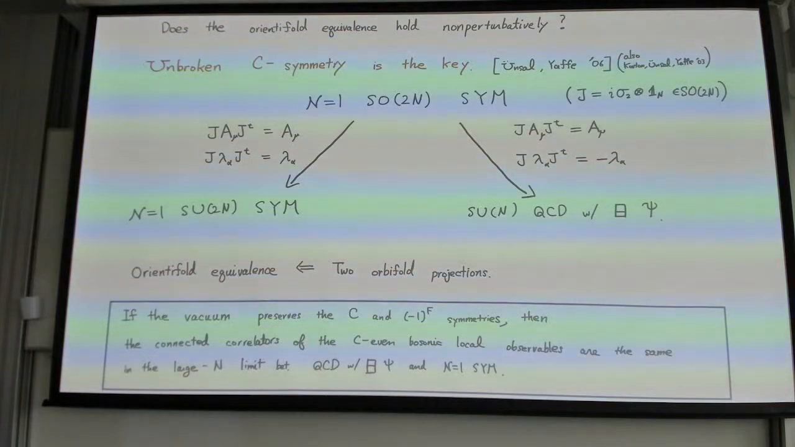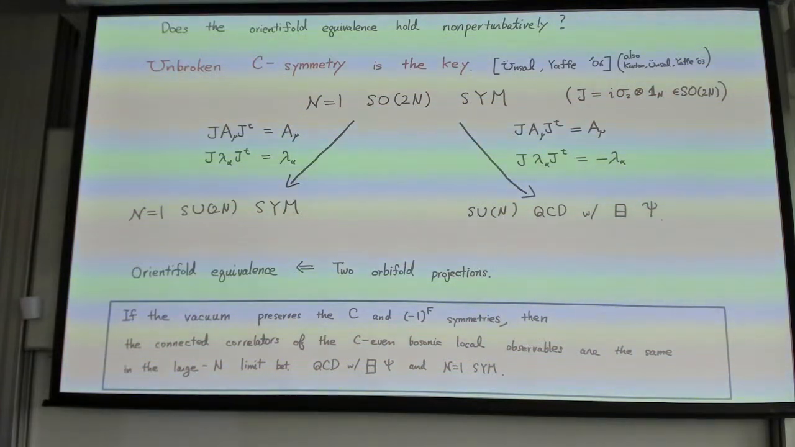Is that just a trivial calculation, just matching the two indices? Yes, basically, right. But the adjoint quark has opposite orientation of the two indices, so you have to do some charge conjugation flip to transform the adjoint quark. That's why unbroken C symmetry. Yeah, right, exactly. Because of that, unbroken C symmetry is a key feature to prove this orientifold equivalence.